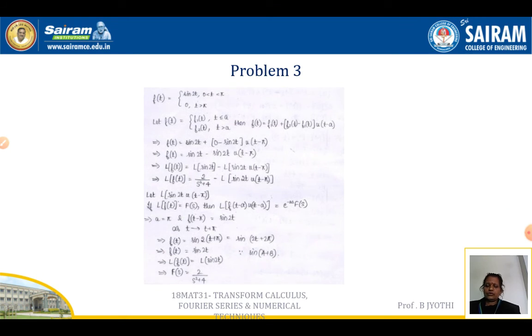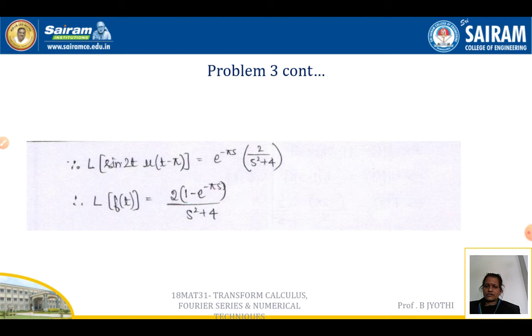So now we need to combine the two terms. One is f of s, that is this part. Another part is this. So we have to apply this. So L of sin of 2t into u of t minus pi is given by e power minus pi s into 2 divided by s squared plus 4.